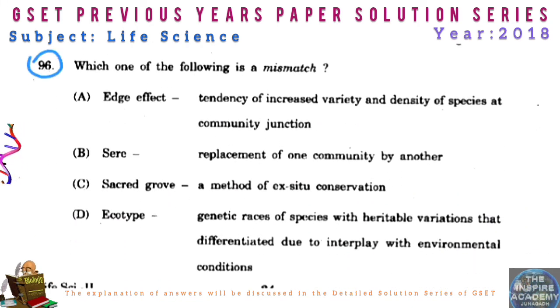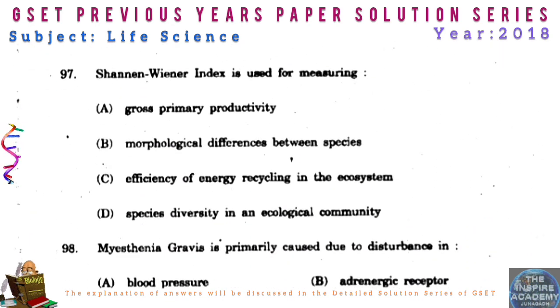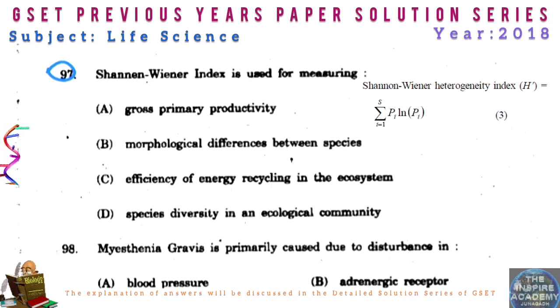Question number 96. Which one of the following is a mismatch? From the given option, option C is a mismatch. Second group is an in situ conservation, it is not an ex situ conservation. So second group method of ex situ conservation is a wrong match. It should be in situ conservation. Question number 97. Shannon-Weiner index is used for measuring species diversity in an ecological community.